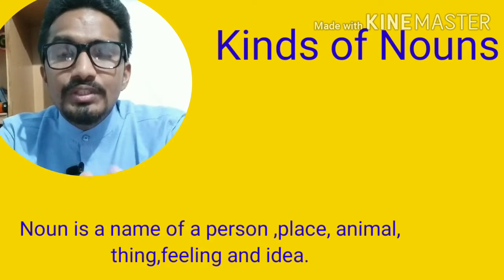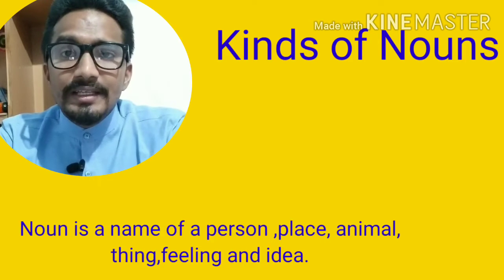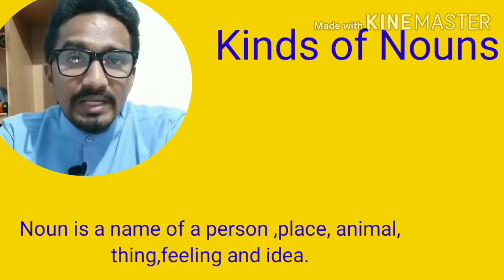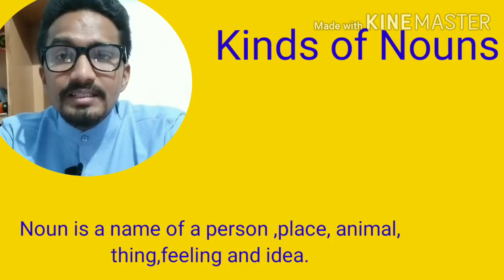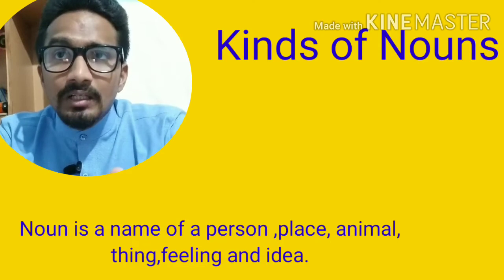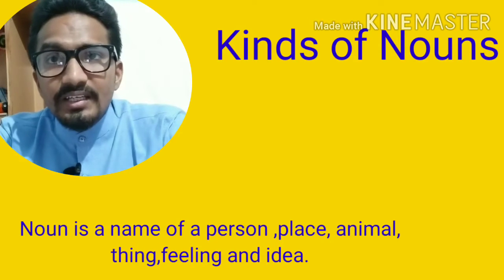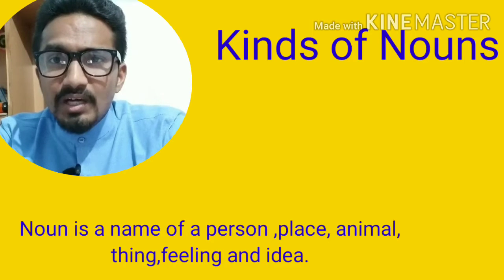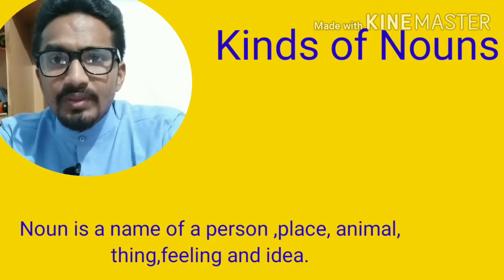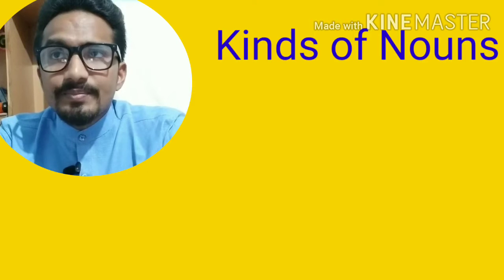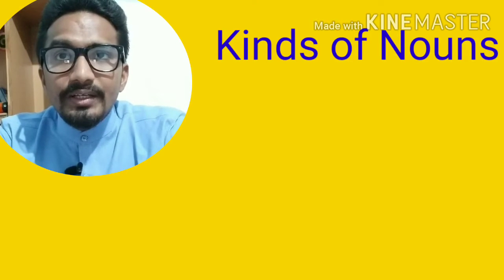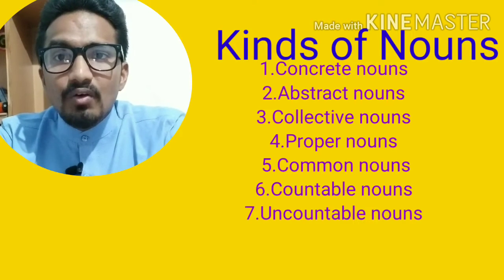Once again, I am going to tell you the definition. A noun is a name of a person, place, thing, animal, feeling, or idea. Now come back to the kinds of noun. First I am going to explain the concrete noun. What is a concrete noun?